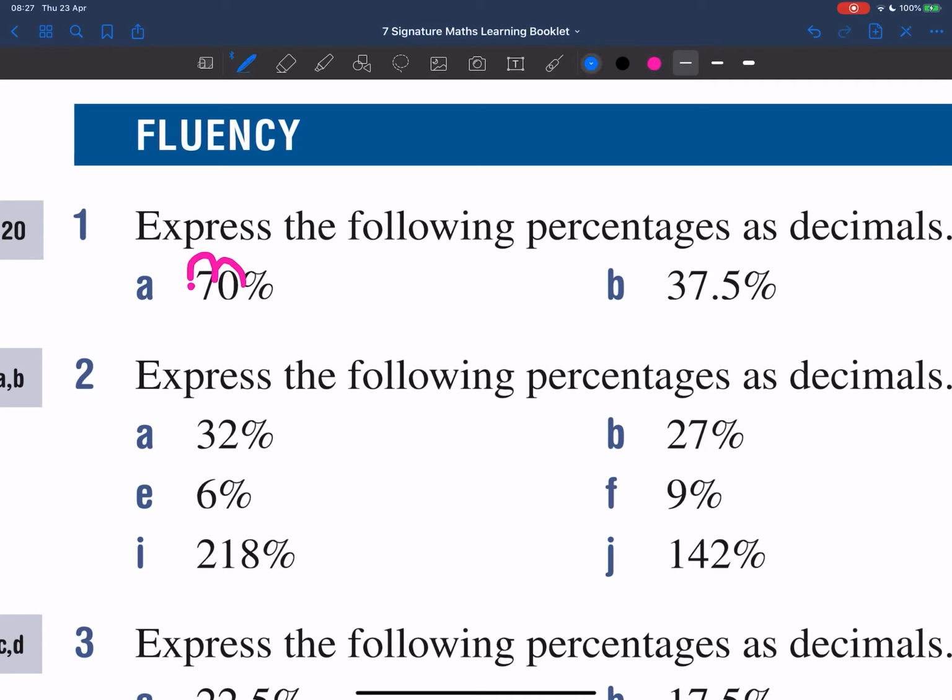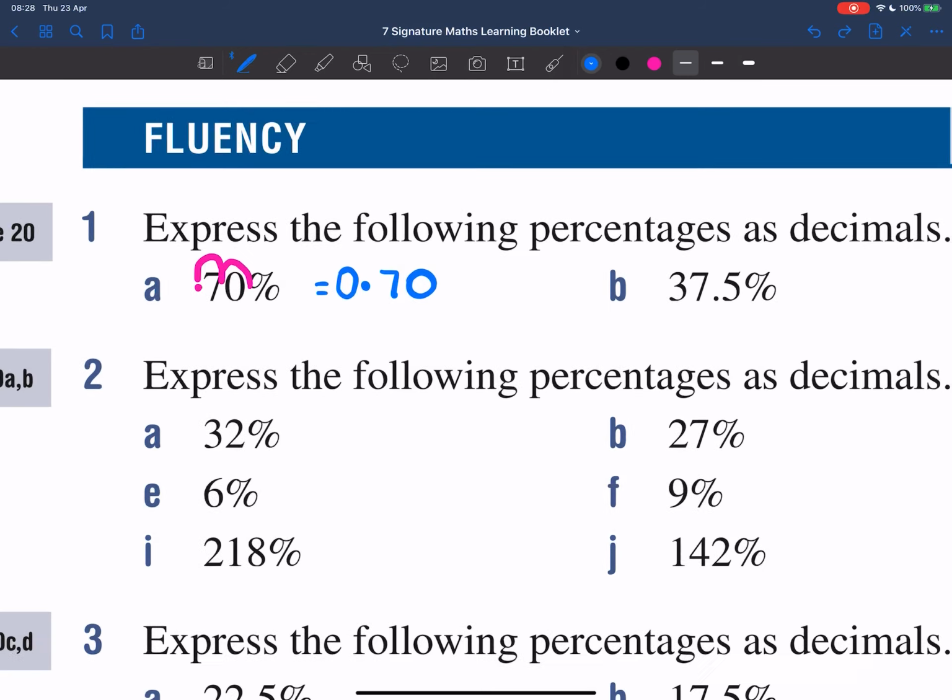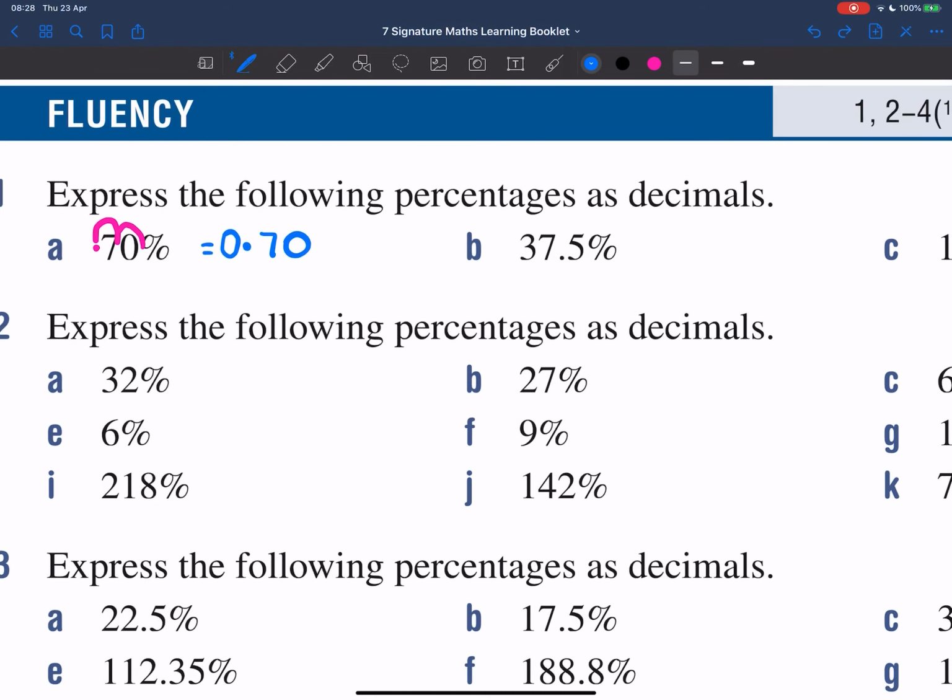So what is the answer? The answer will be 0.70. If you'd like, you can put a 0 in the front just to show that there is nothing there. So the answer is 0.70. Let's try the next one. We will go to B.